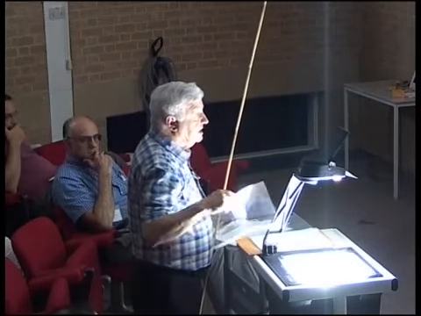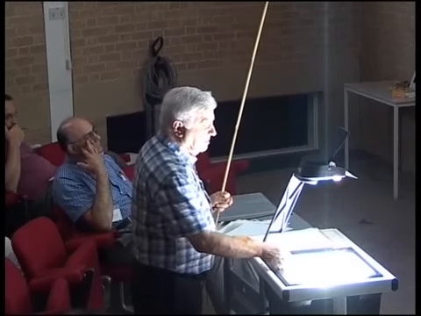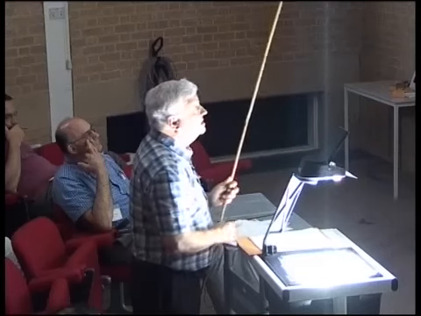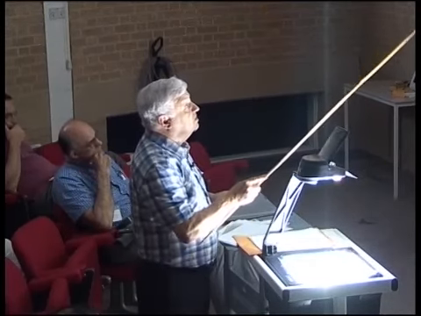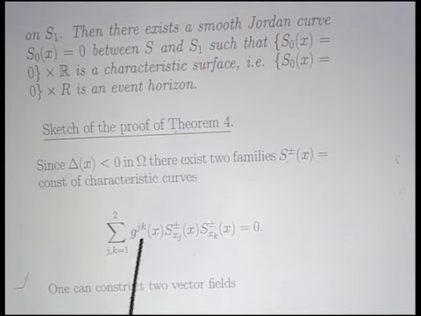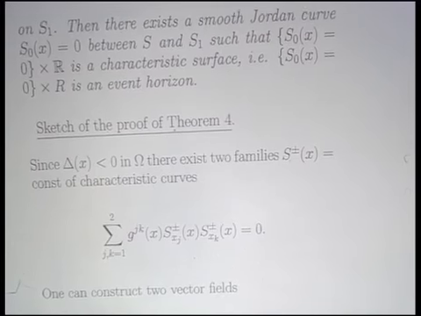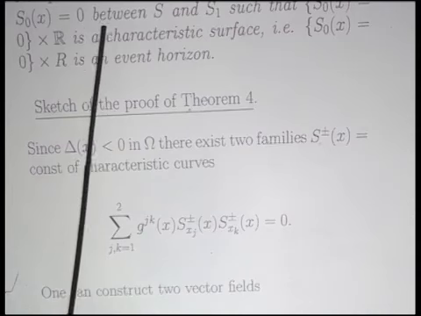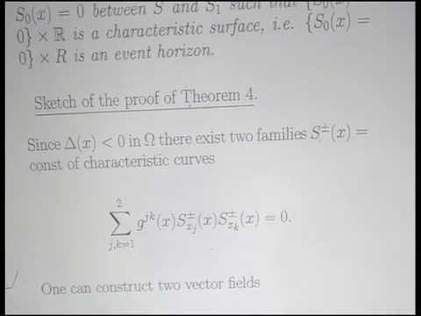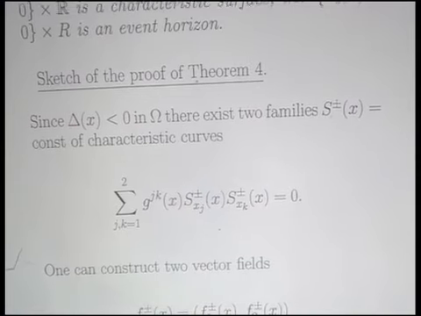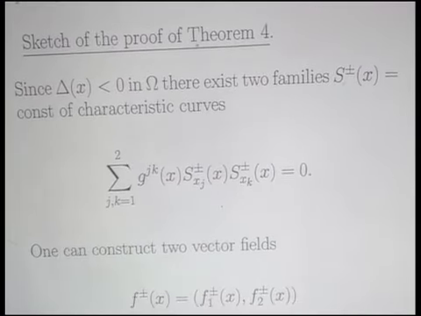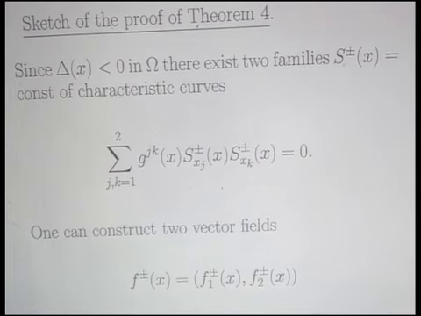Then there exists a smooth Jordan curve, gamma 0, which is characteristic. And if it is characteristic, then it is the event horizon. So once again, we have such an annular domain. On the larger end, we have ergosphere, which is not characteristic. On the inside, you have such condition 11, which you will see on the picture what it is.